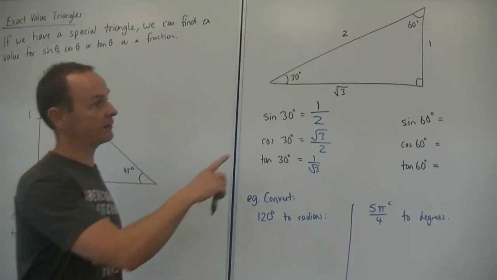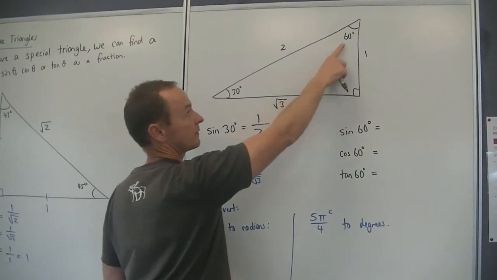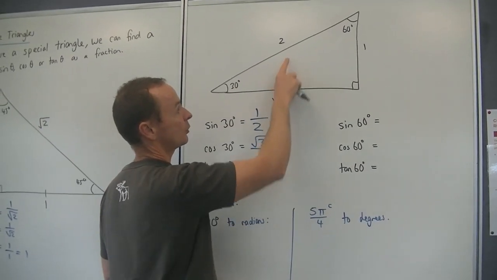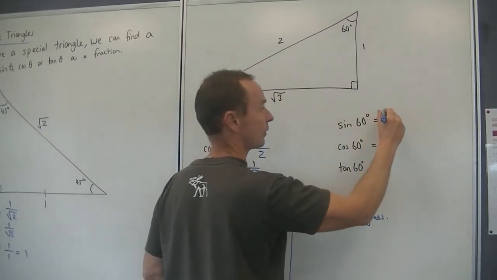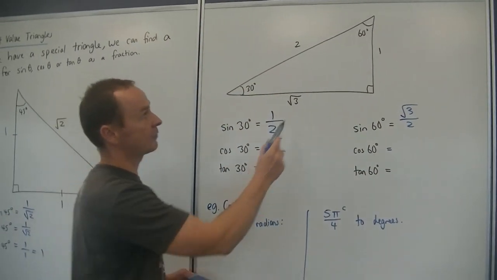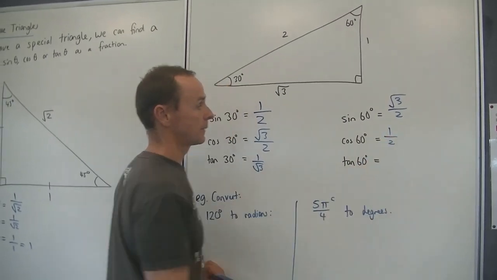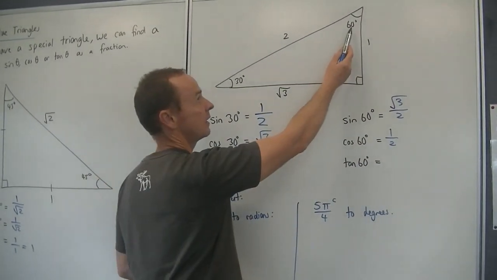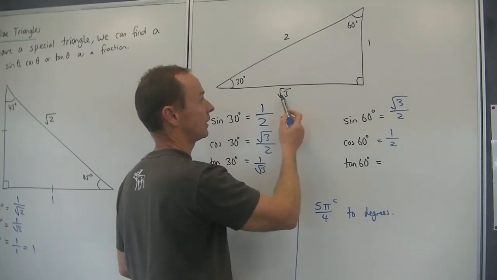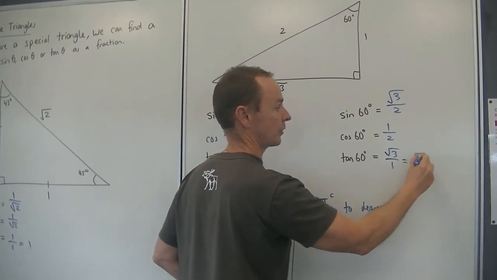And now we can do the exact same thing for 60 degrees. So sine 60 is opposite over hypotenuse, so it's root 3 over 2. Okay, the next one is cos, adjacent over hypotenuse, which is 1 over 2. And the last one is tan 60, opposite over adjacent, so it's root 3 over 1, which is just root 3.